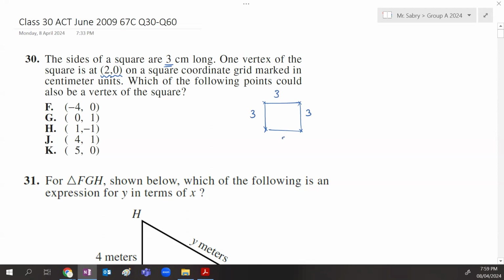So what I'm going to try is to move from (2, 0) 3 up, 3 left, 3 right, and 3 down. If you move 3 to the right, I should add 2 plus 3, which gives me (5, 0), which is choice K. The rest are all not possible.